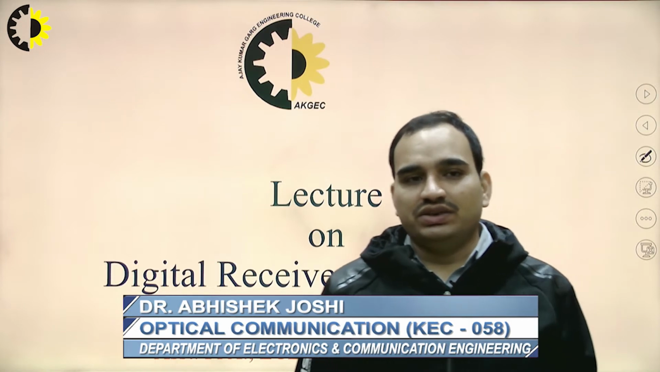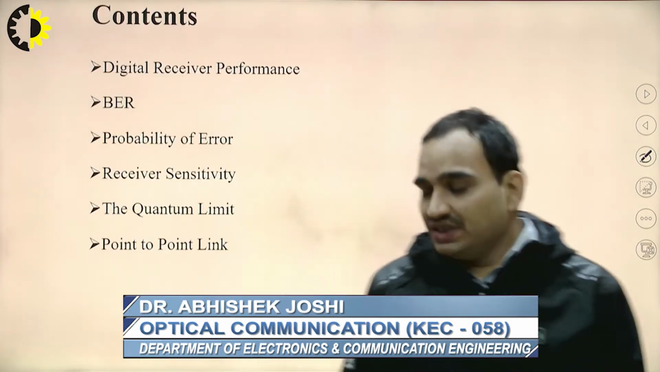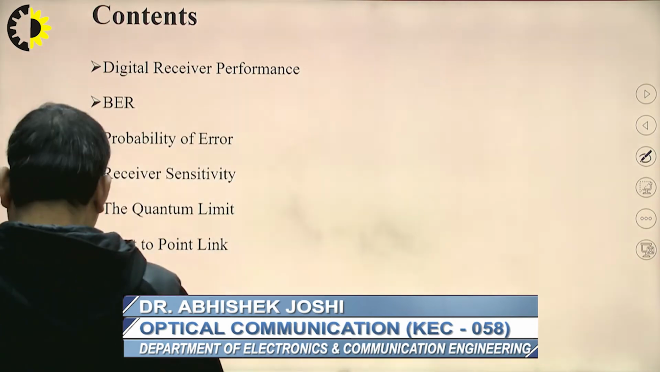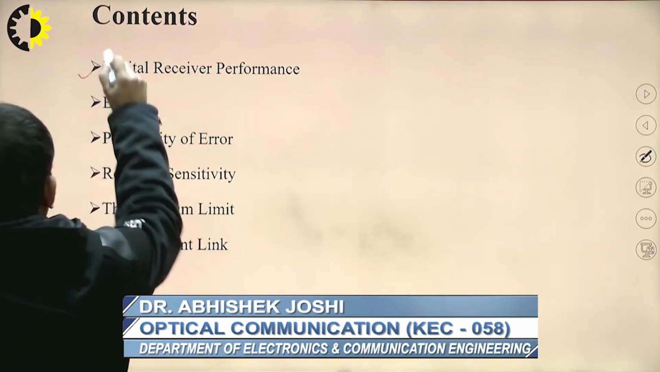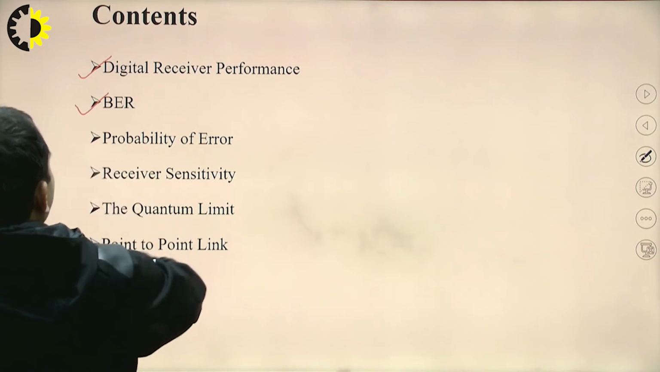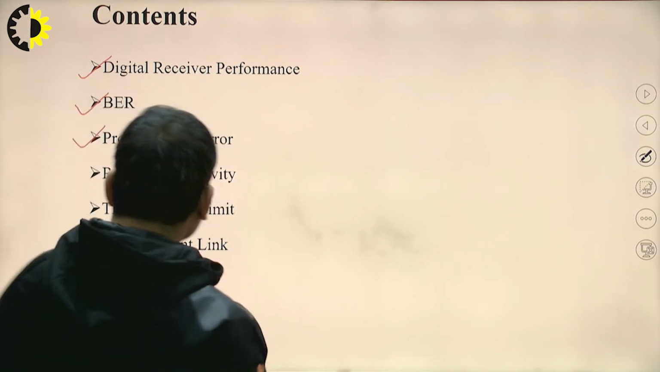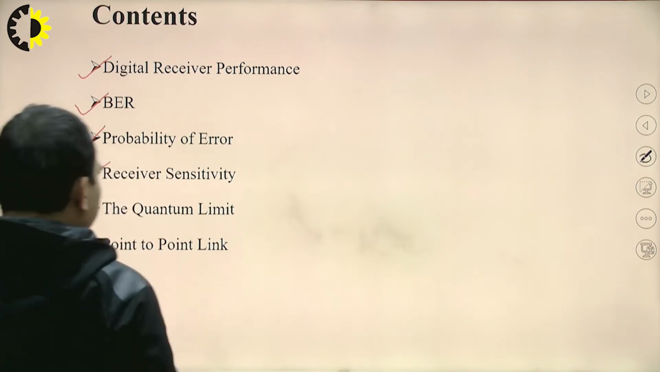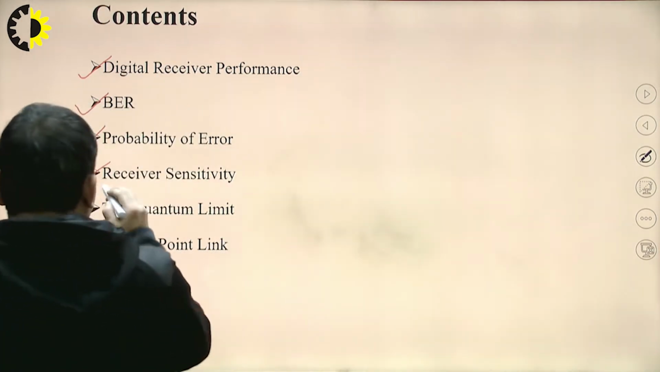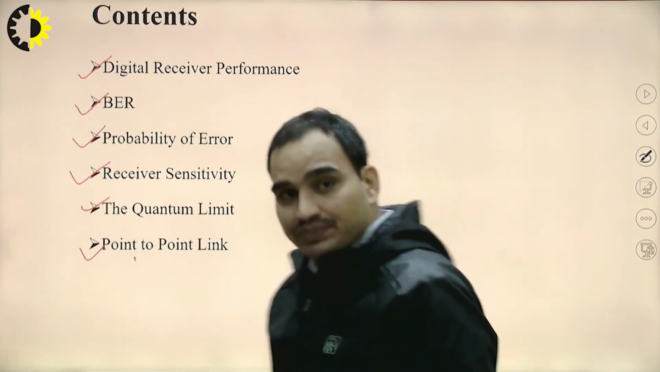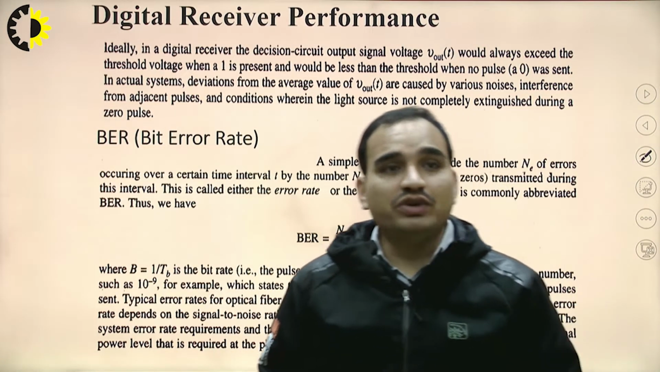Now let's start. In this lecture I am going to discuss digital receiver performance, that is the introduction, the BER. Then we'll be discussing the probability of error in optical communication, the receiver sensitivity, the quantum limit, and the point-to-point link. Let's start with digital receiver performance.